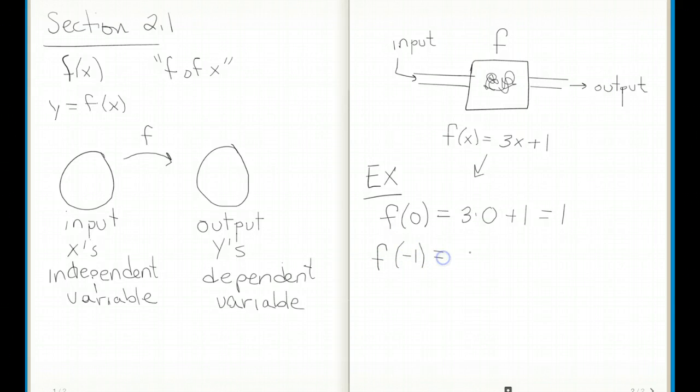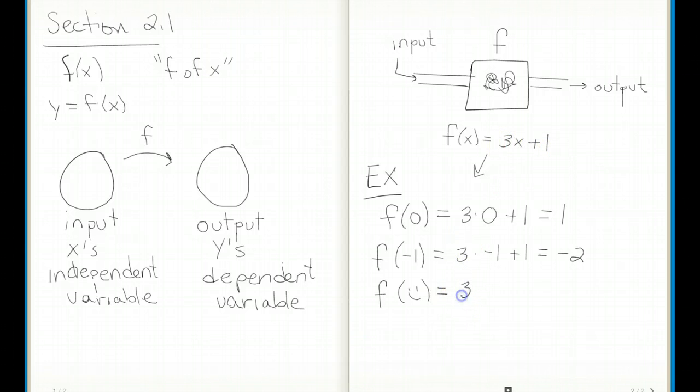Again, we triple the input, and then we add 1. 3 times -1 is -3, plus 1 is -2. But we don't have to do this just with numbers. I could say, what is f of, and this is going to seem silly, f of happy face? You can plug in whatever as long as it's in the domain of the function. This may seem a little weird, but what does the function say to do? Triple the input and add 1.